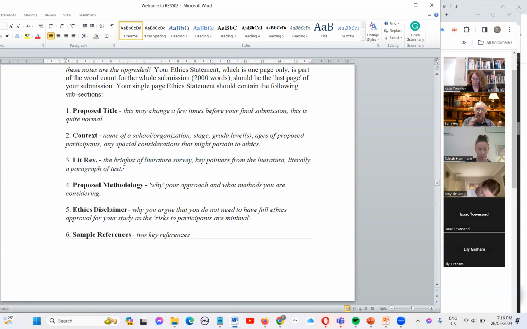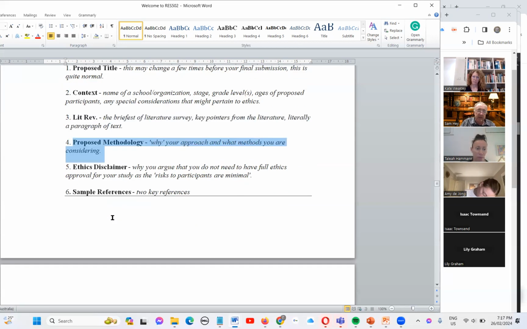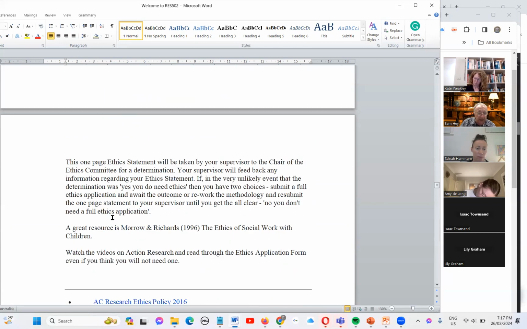The more you can narrow down what you're looking at, probably the better. There's a tendency for us to try and go too broadly, but if you can narrow down what you're looking at, the better. Think a bit about your methodology. Why are you approaching the task in the way that you are?